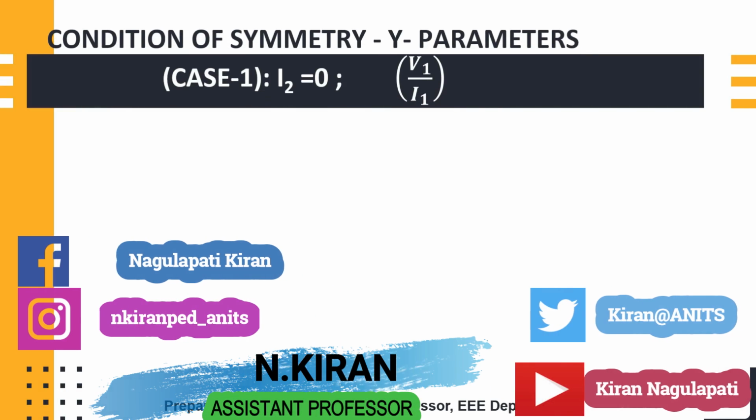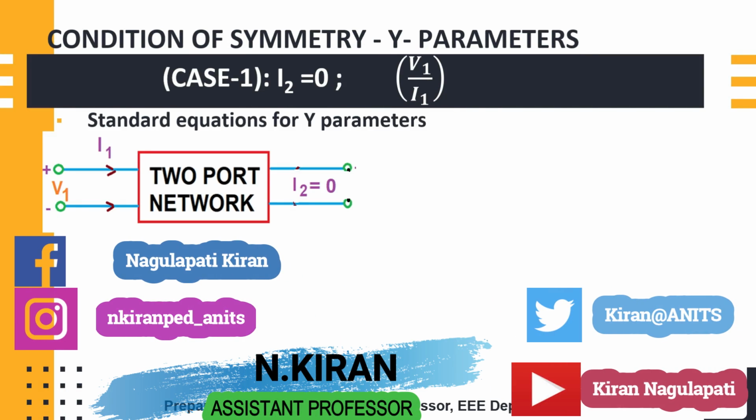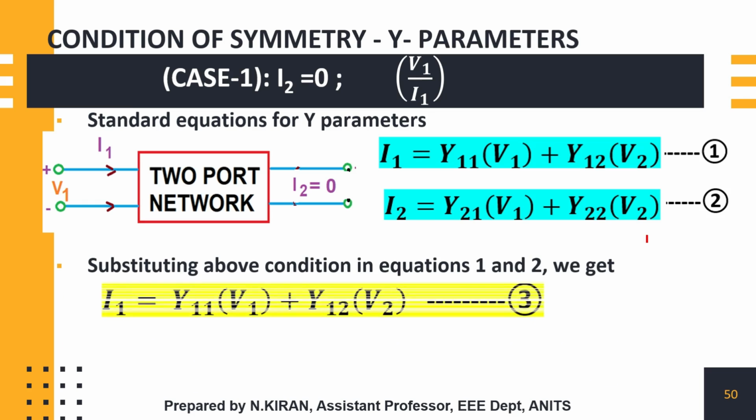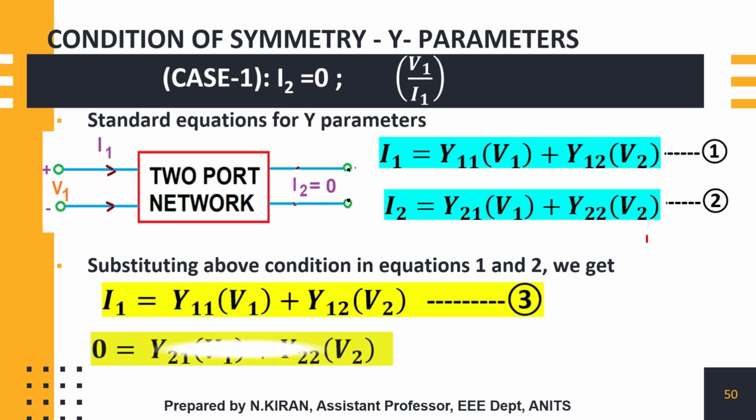Next is the Y parameters, so the same condition. Here the standard equations I assume to be equations 1 and 2, and I substitute I2 to be 0. The first equation becomes I1 is equal to Y11 V1 plus Y12 V2, and the second equation becomes 0 is equal to Y21 V1 plus Y22 V2.